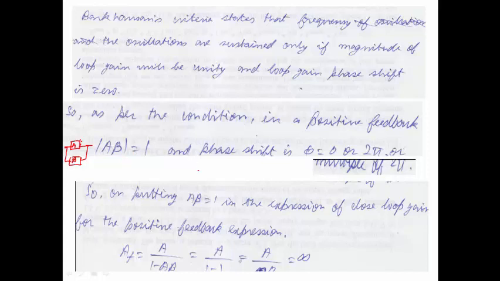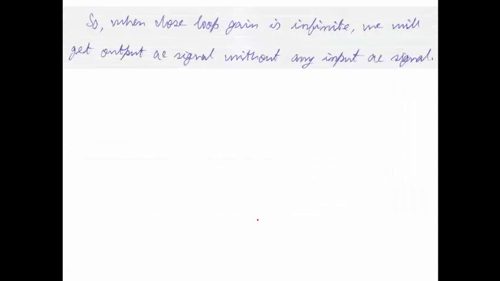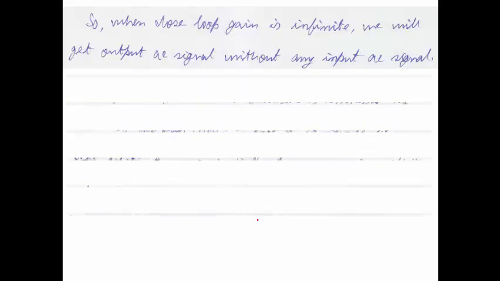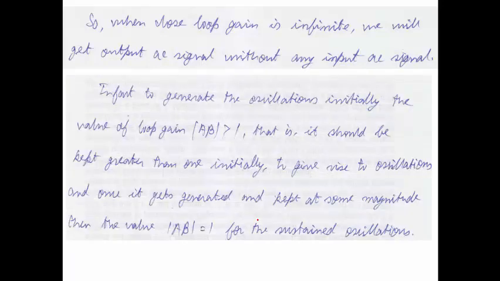On putting A beta equal to 1 in the expression for the gain of the positive feedback, we realize that A_f will become infinite. When the closed loop gain is infinite, we can say that we will be getting the output signal without any input signal. To generate the oscillations, in fact, we usually do not keep it at 1 initially. However, we keep it greater than 1 initially, so that we can generate some amplification, some waveform, by using a continuous full value of positive feedback. We can at least develop it to a greater extent.